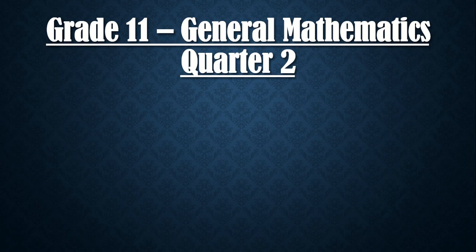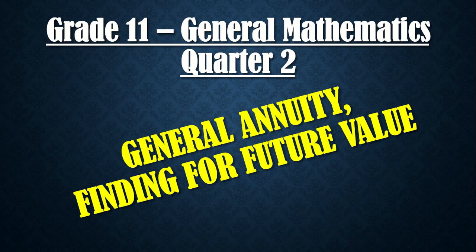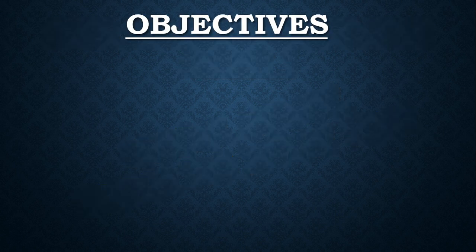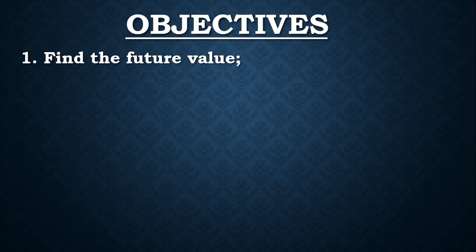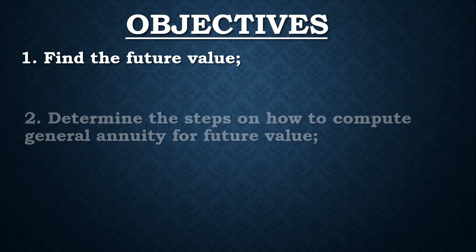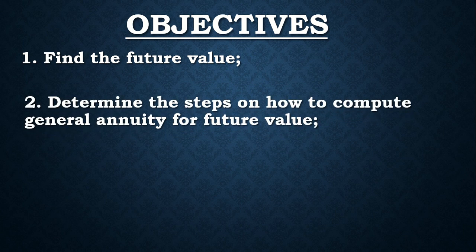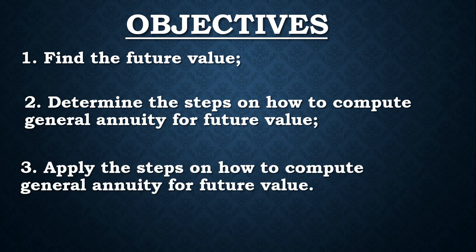We're still in grade 11, General Mathematics, Quarter 2, and we have the general annuity, finding for future value. Our objectives are, first, we have to find the future value. We have to determine the steps on how to compute general annuity for future value. And we have to apply the steps on how to compute general annuity for future value.